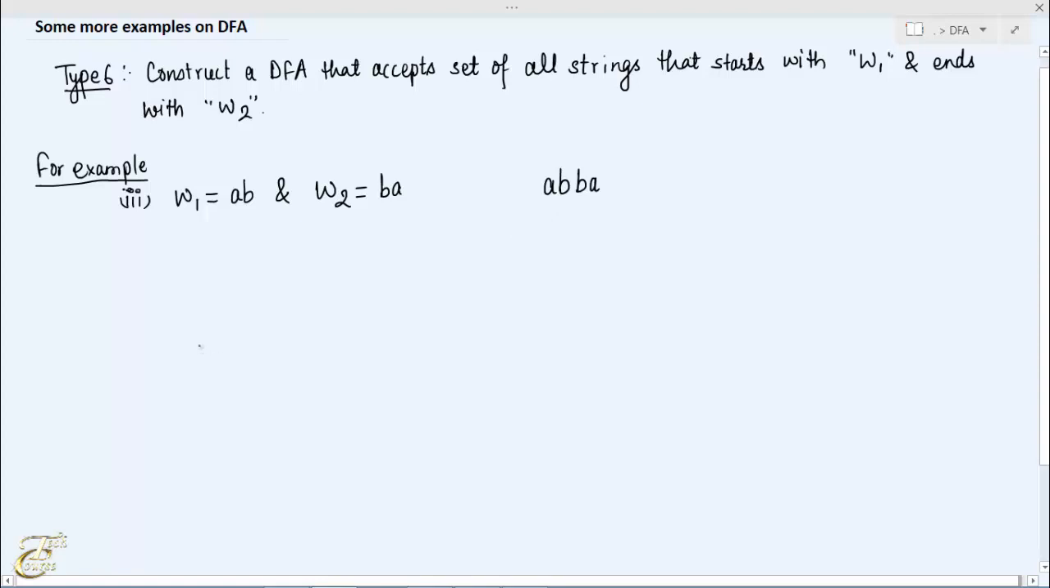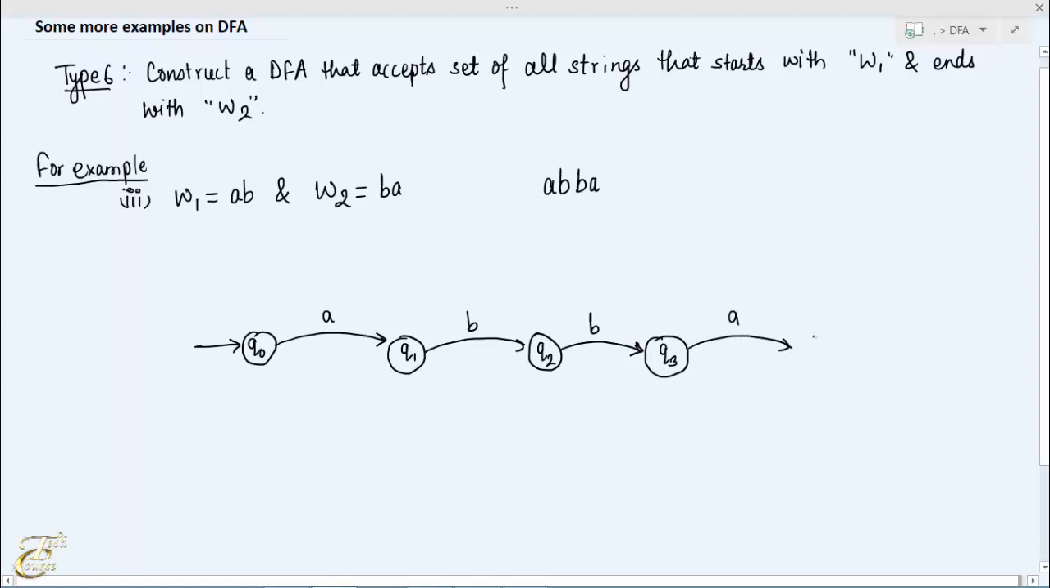Let's start with starting state Q0. Reading the first A leads towards the state Q1. Then reading the B symbol leads to the state Q2, and reading the next symbol B leads to the state Q3. Then reading the next A symbol leads to the state Q4. Since this string belongs to this language, we have to accept this string. That's why we make this Q4 state an accepting state.